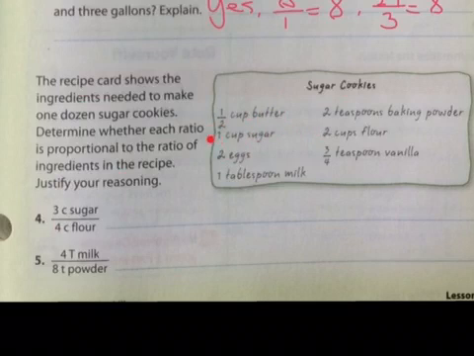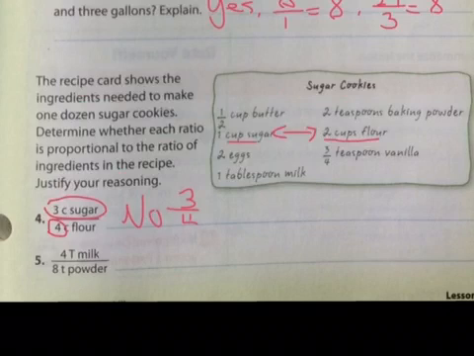But let's see the actual recipe. Here we have 1 cup of sugar, 2 cups of flour. So in the original recipe, it doubles. Do you see that? It doubles. So for every cup of sugar, we should have double the amount of flour. So for 3 cups of sugar, we should have 6 cups of flour, but we only have 4. So no, this one is not proportional, because 3 cups of sugar for 4 cups of flour is not the same as 1 cup of sugar for 2 cups of flour.